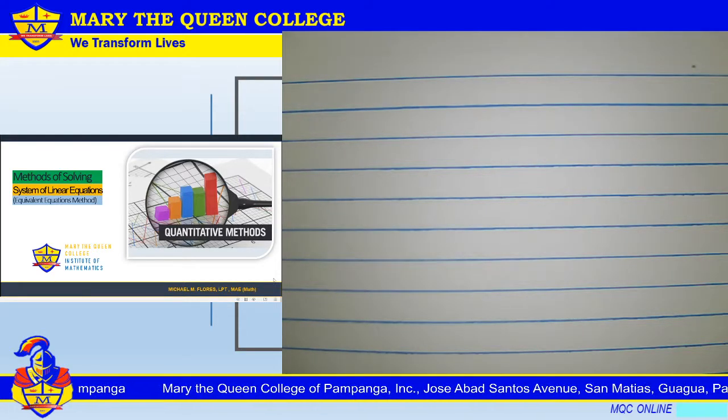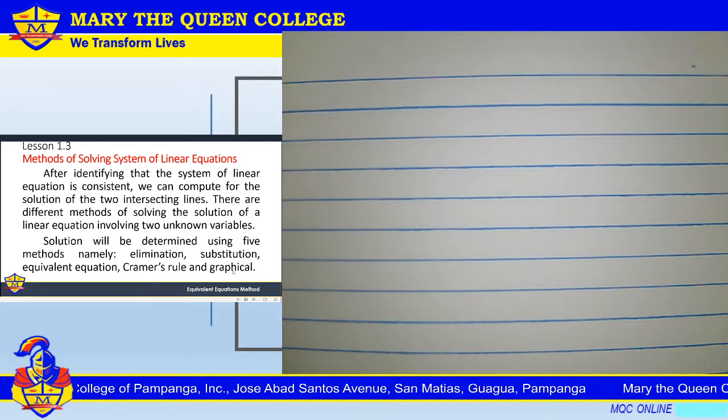Our topic for this video is about methods of solving system of linear equations using equivalent equations method. After identifying that the system of linear equation is consistent, we can compute for the solution of the two intersecting lines. There are different methods of solving the solution of a linear equation involving two unknown variables. Solution will be determined using 5 methods, namely elimination, substitution, equivalent equation, Cramer's rule, and graphical.